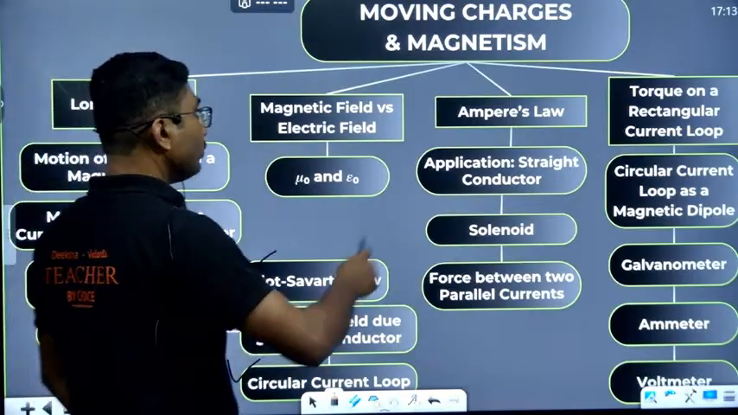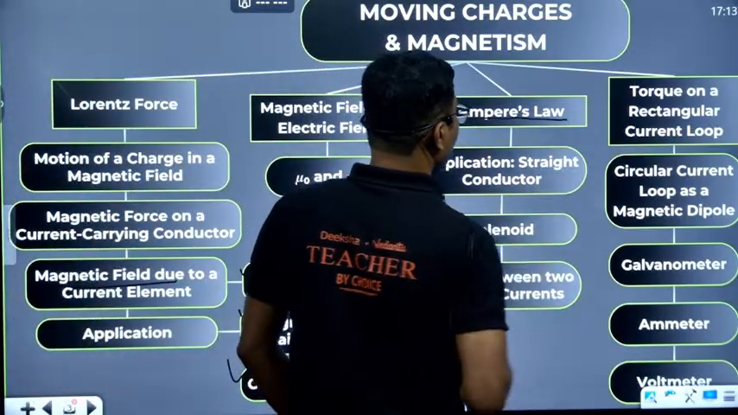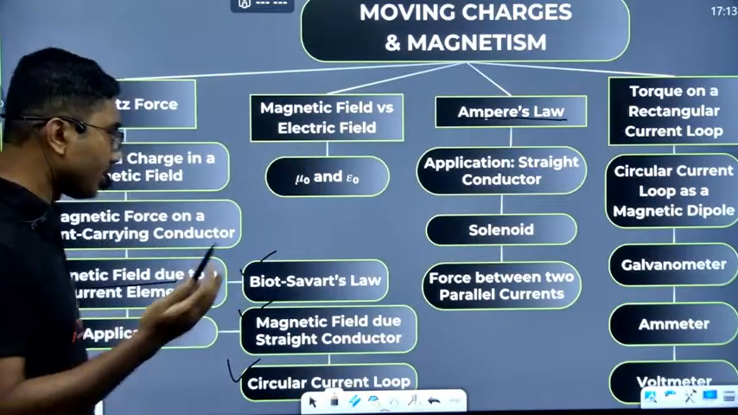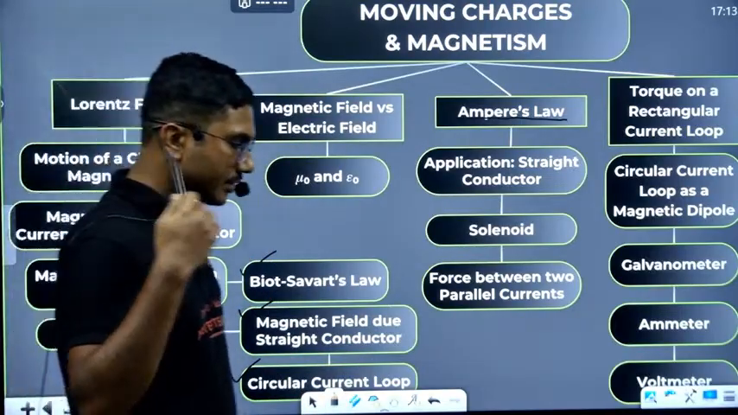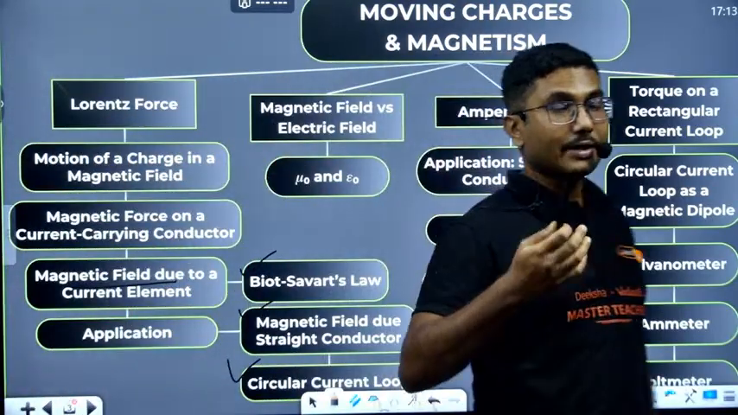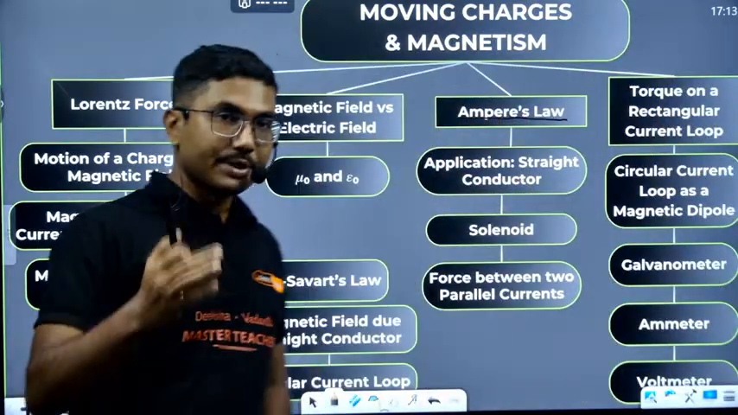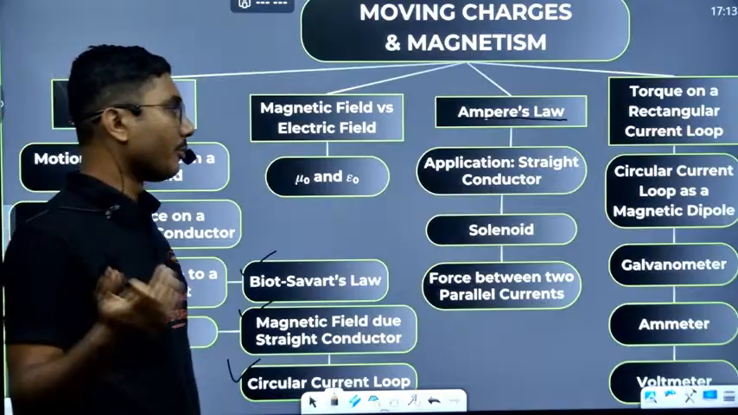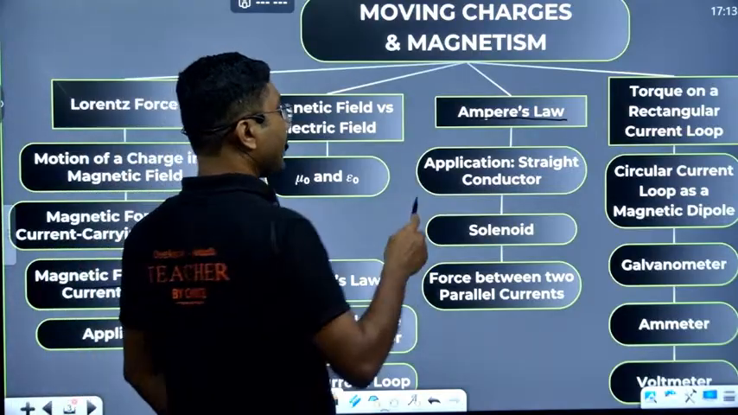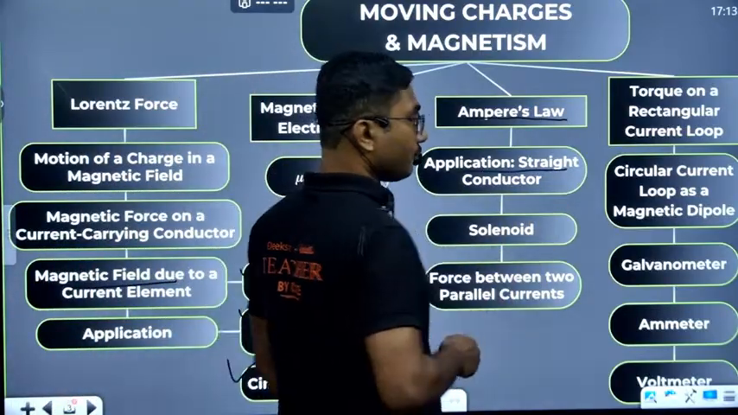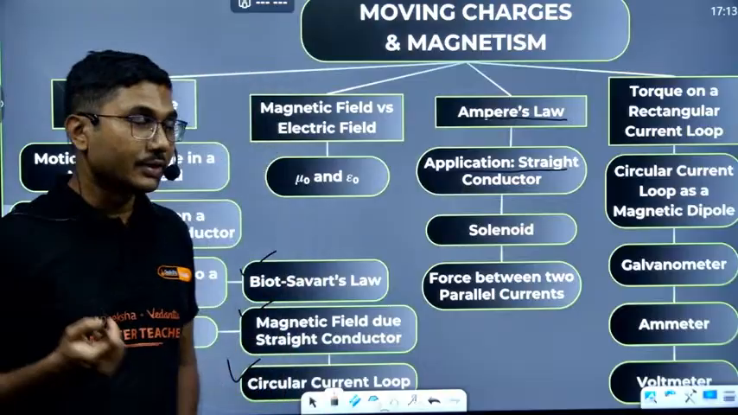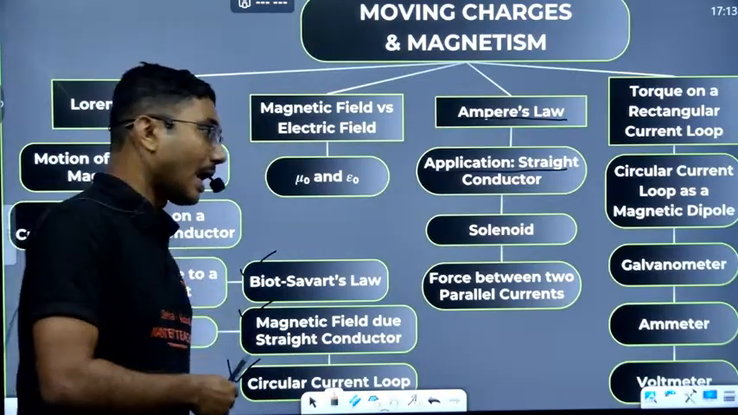From there, we have moved on to Ampere's law. Ampere's law is another version of Biot-Savart's law. In the exam, there was once a question asking which of the following is equivalent to Biot-Savart's law. The answer would be Ampere's circuital law or Ampere's law. For a straight current carrying conductor, we have calculated the magnetic field again using Ampere's law.